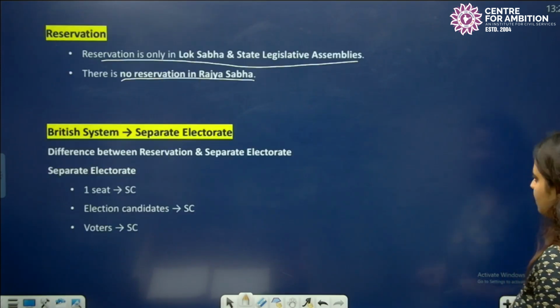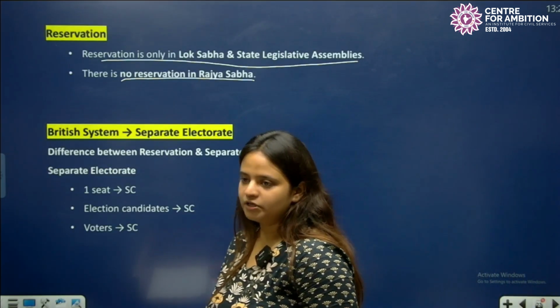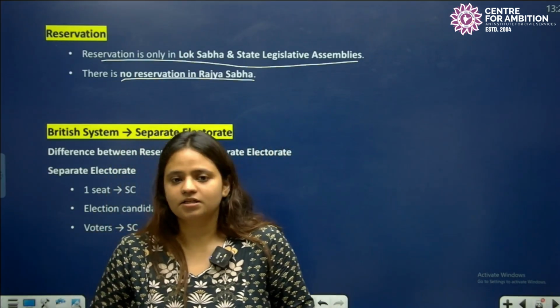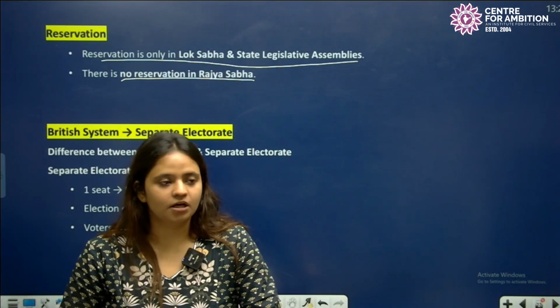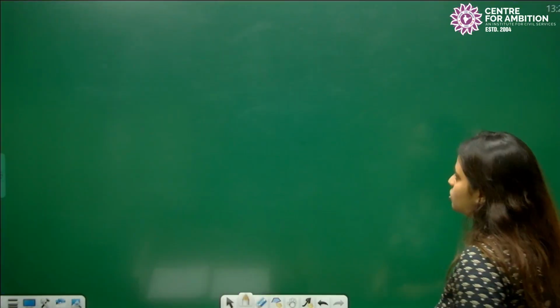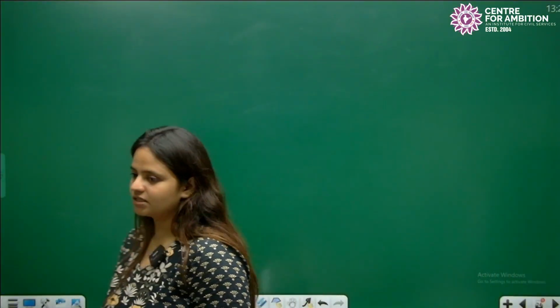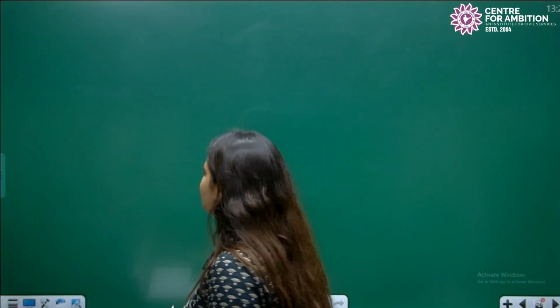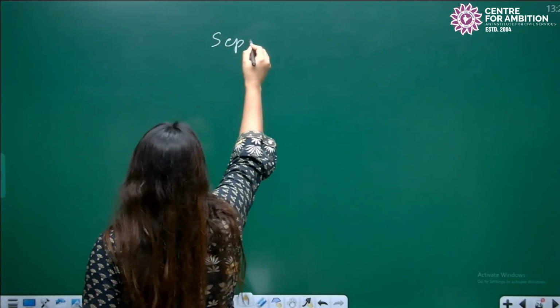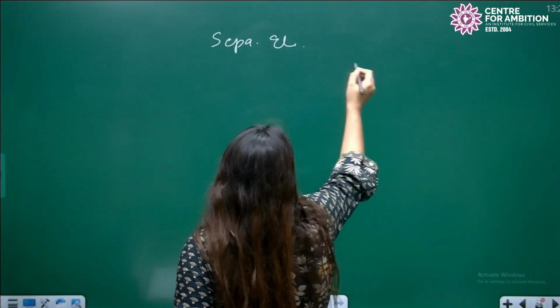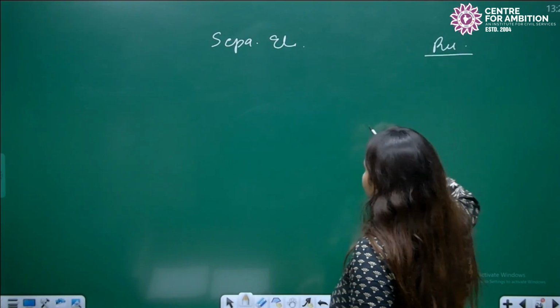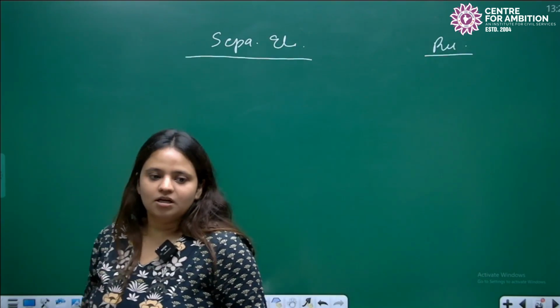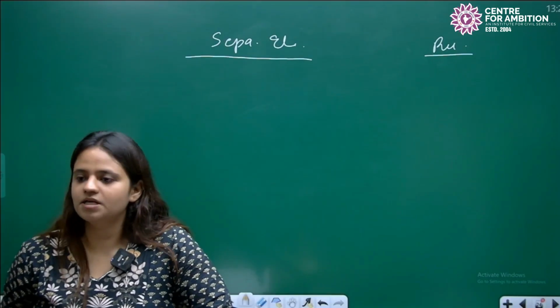Okay, now when we see that in the time of the British system, separate electorate came into being. Now the question comes, it is a major question that is asked, or we can see that there is a lot of confusion when we talk about separate electorate and reservations. So what is the difference? If I ask you the difference between separate electorate and reservations, what is the difference and why we have chosen reservation over separate electorate?